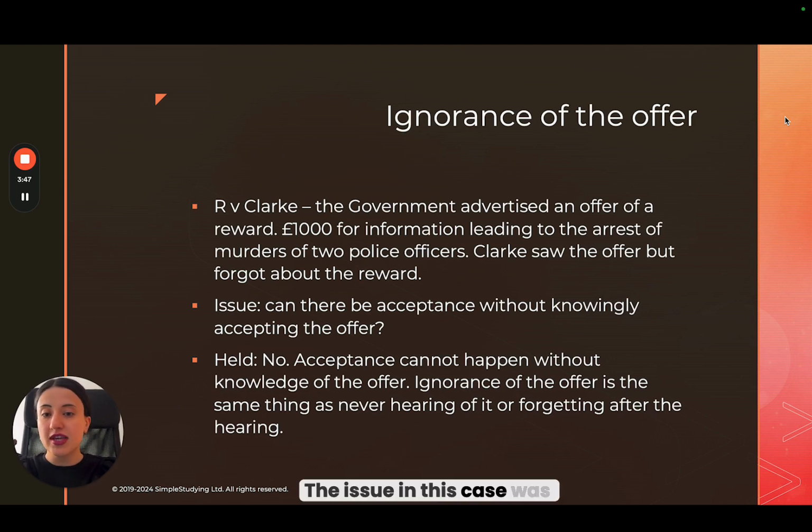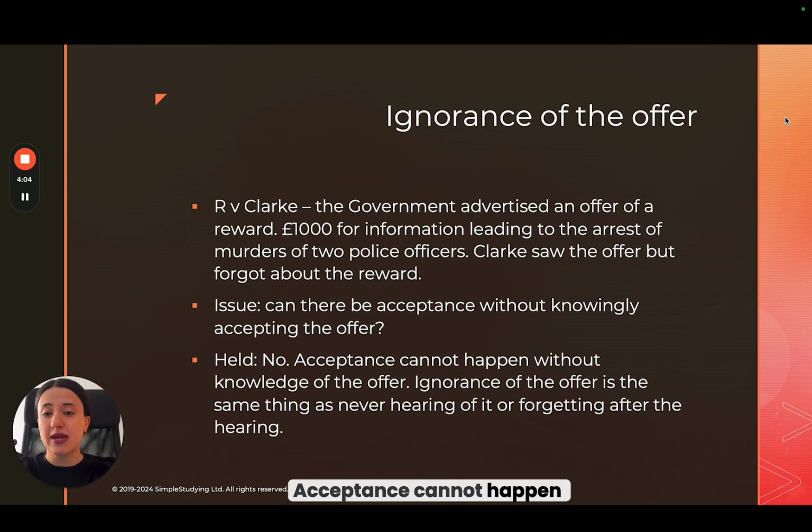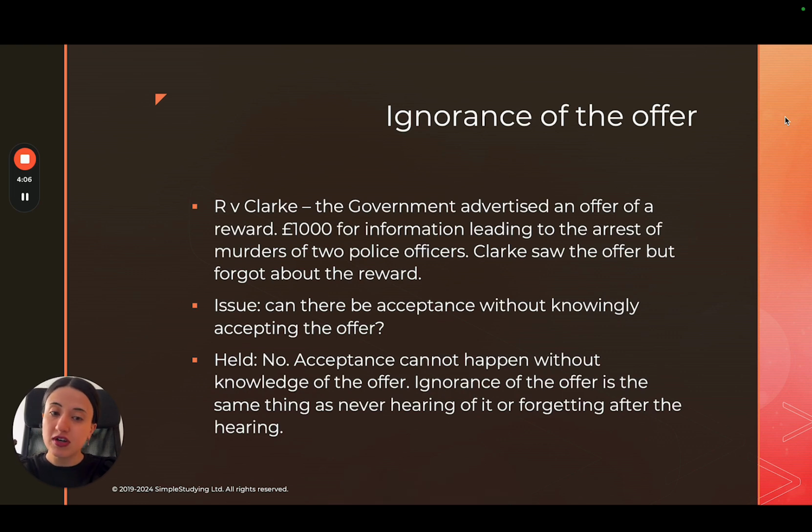The issue in this case was, can there be an acceptance without knowingly accepting the offer? So in other words, can the claimant ignore the offer and still create a valid contract? It was held that the answer is no. Acceptance cannot happen without knowledge of the offer. Ignorance of the offer is the same thing as never hearing of it or forgetting after the hearing. So, claimant must be aware of the offer.